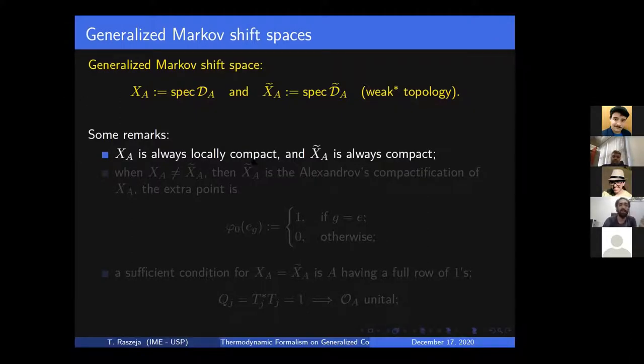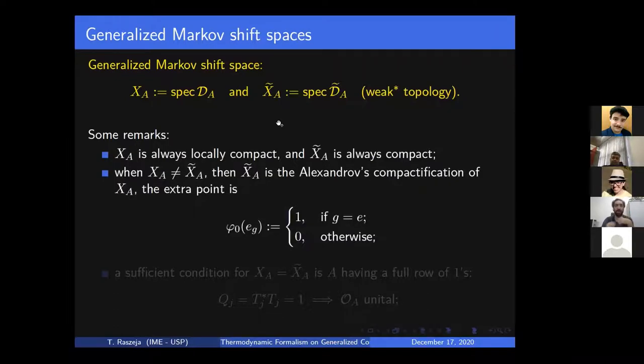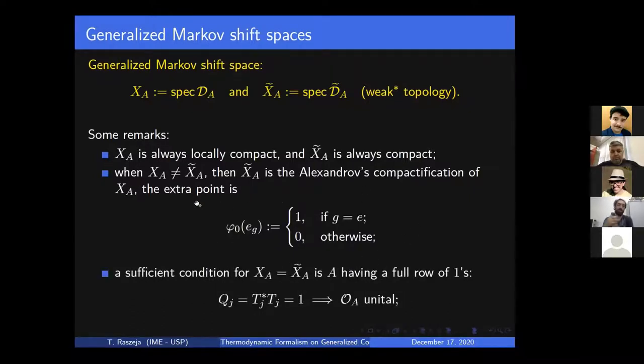Actually, in many cases, even if the standard shift space is not locally compact, you can have a compact XA. And when they do not coincide, the difference between them is basically the compactification point, which is assigned as it is shown on the screen. A sufficient condition to make them equal is when A has a full row of ones. For example, if J is the symbol which satisfies this property, you write Q J here, and this is the unity. So the algebra is unital and everything coincides.